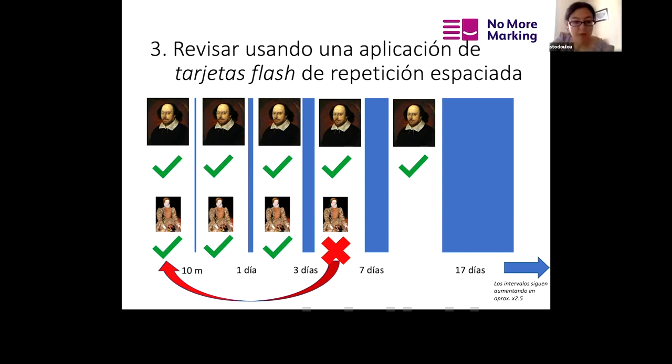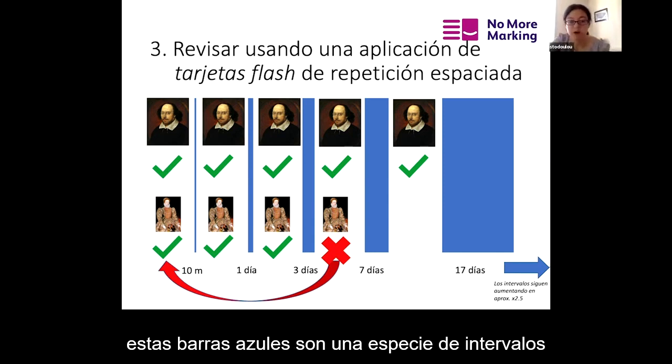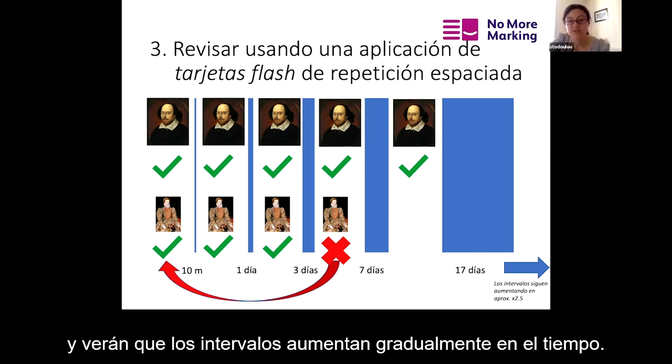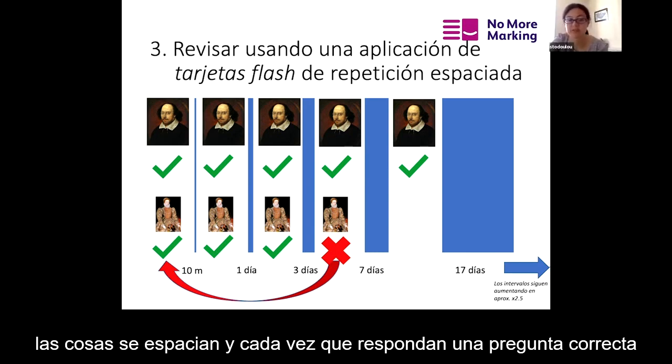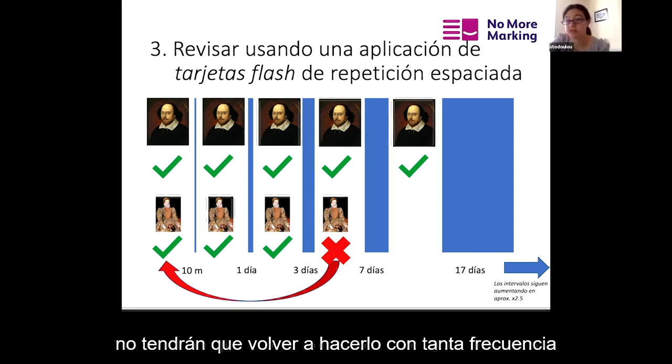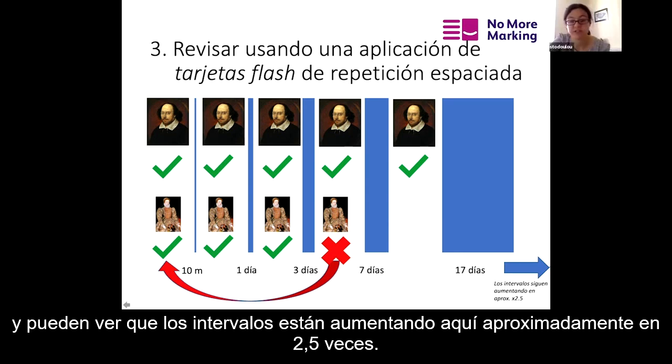So let's just have a little look at how this might work with some Shakespeare. Here, these blue bars are the intervals, and you'll see that the intervals are gradually increasing in time. So this is what I mean about spaced repetition. You're spacing things out, and every time you get a question right, you then don't have to come back to it as frequently. And you can see the intervals are increasing here, approximately by 2.5 times.